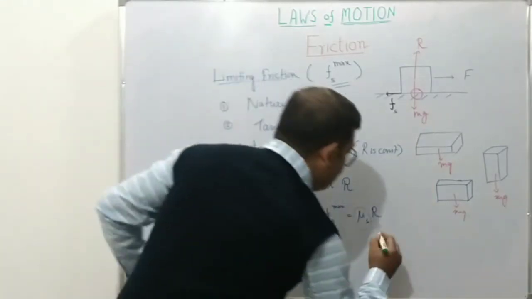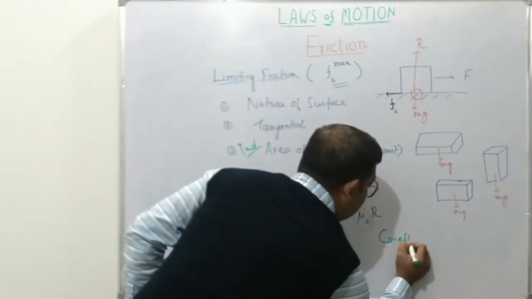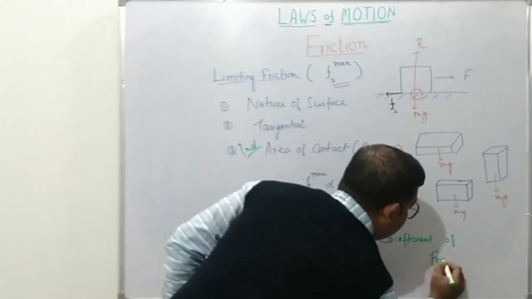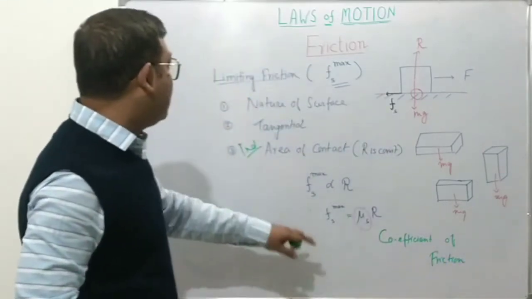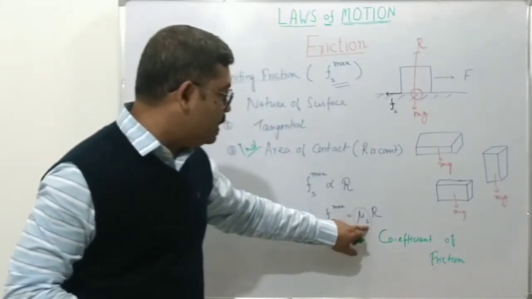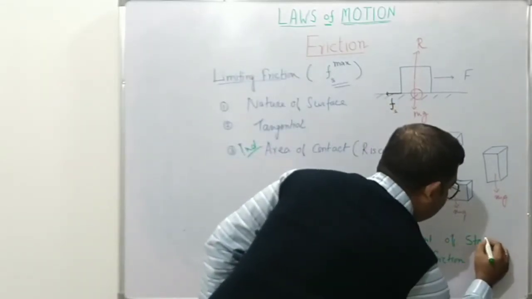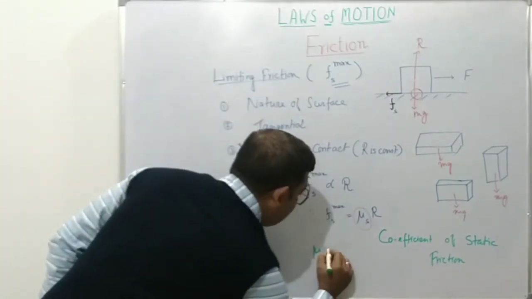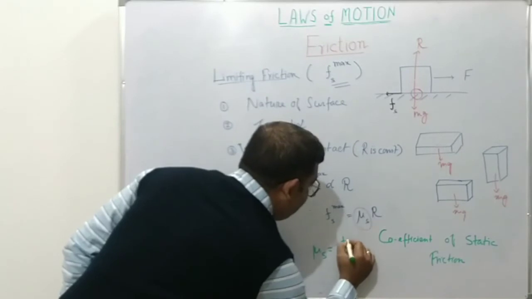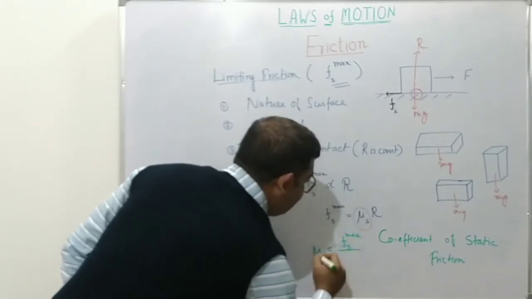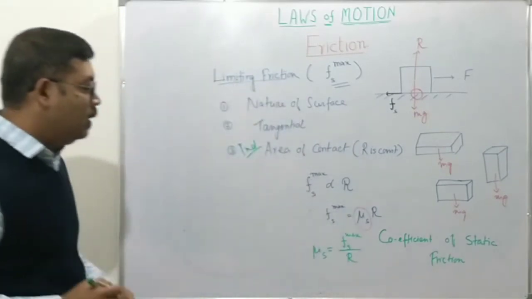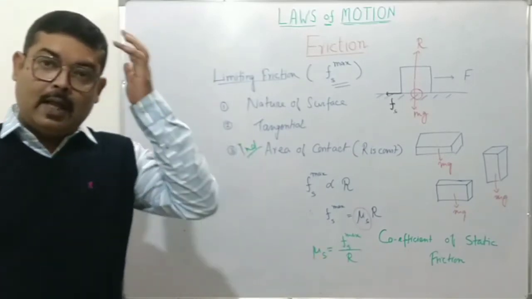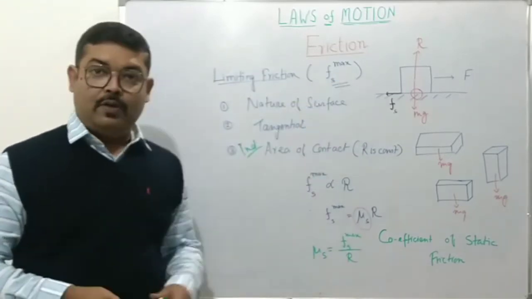This constant is known as coefficient of friction. However, since we are considering static friction, this s stands for static. So basically, coefficient of static friction is equal to limiting friction divided by the normal reaction. Since the numerator and denominator are both forces, mu s is a dimensionless constant for the given two surfaces.